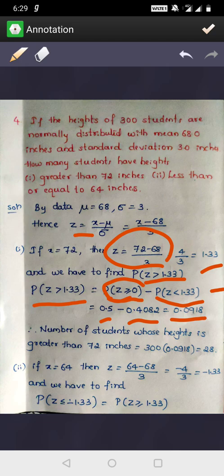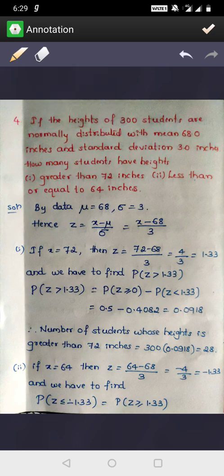0.0918. Therefore, the number of students whose heights are greater than 72 inches will be, total number of students 300, so 300 into 0.0918, it will give us 28.